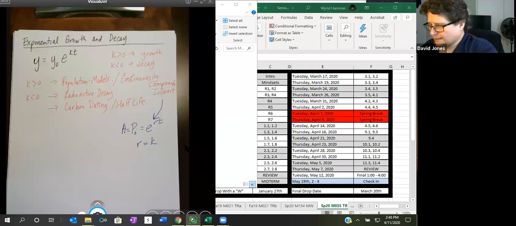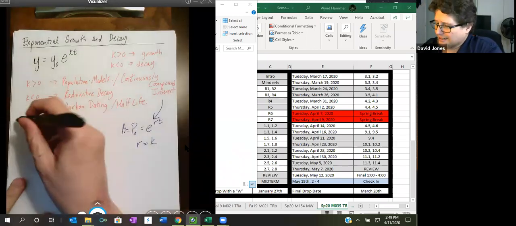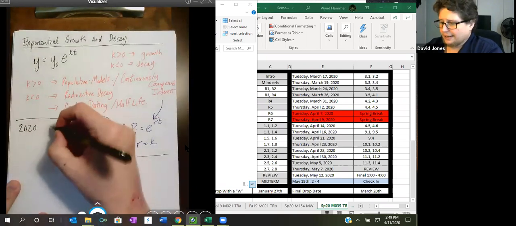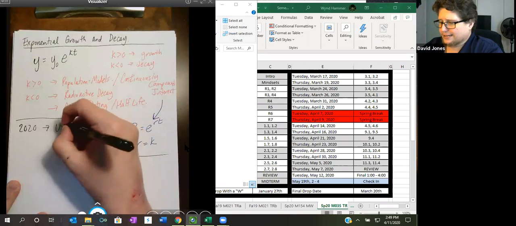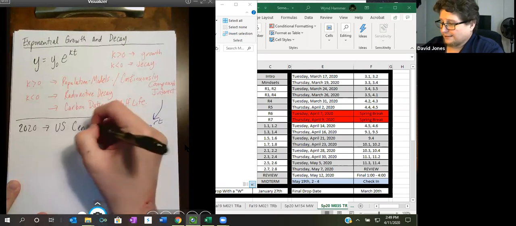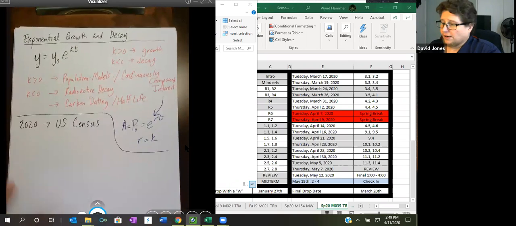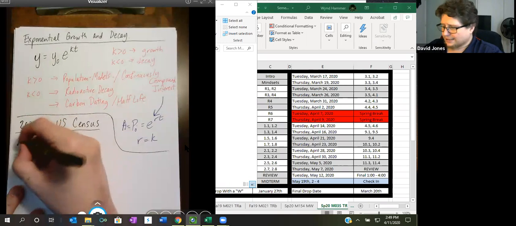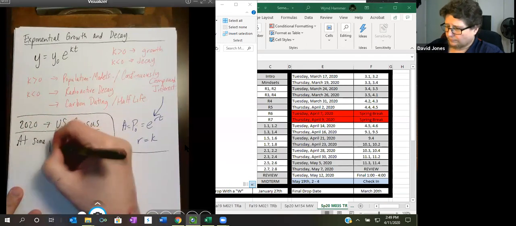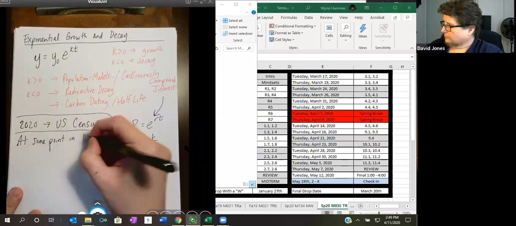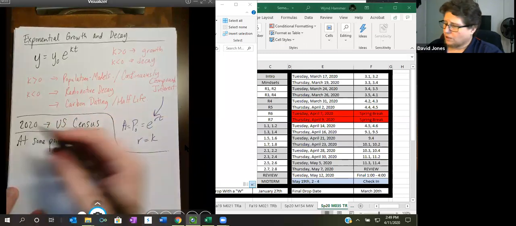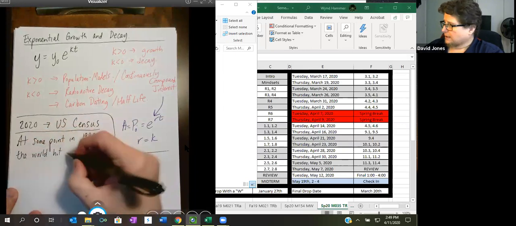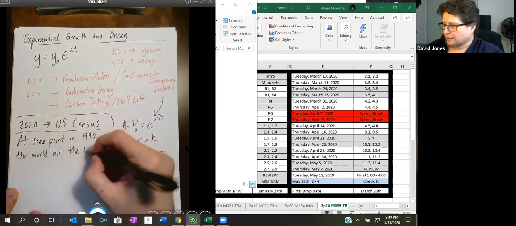But let's take a look at something else that was in the news. 2020 is our current year, and every decade they do this census. So let's set up a problem. At some point in 1999, the world hit the 6 billion people mark.